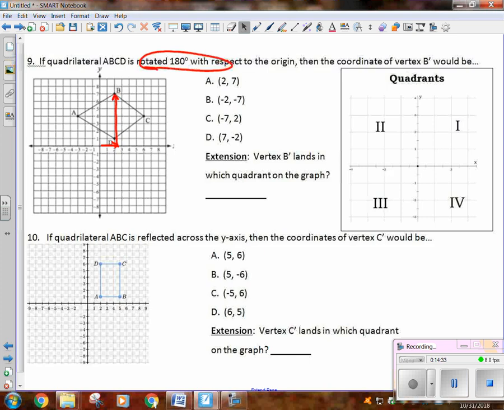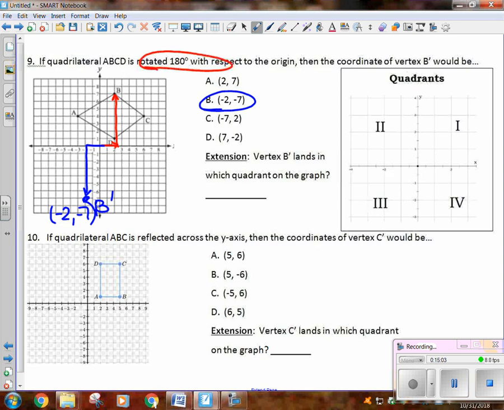B prime should be in the exact opposite direction. I should go backwards 2 and down 7. Right there, I think, is where B prime is. Notice that I really didn't use a rule, but we actually had a list of rules that you have in your notebooks and your binders. Please pull those out. Use those to help you study for this midterm exam. So that would actually be left 2 and down 7. So left 2 and down 7 is choice B.